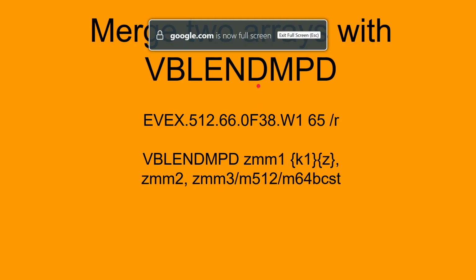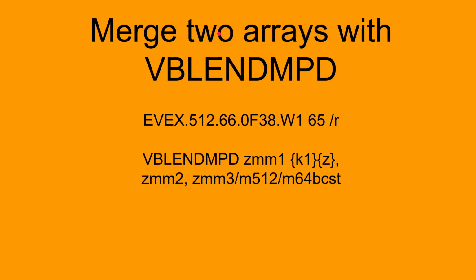In this video, we will use the VBLEND instruction to selectively merge two arrays. The VBLEND instruction has several different forms. We will concentrate on the AVX512 version of the VBLEND instruction.